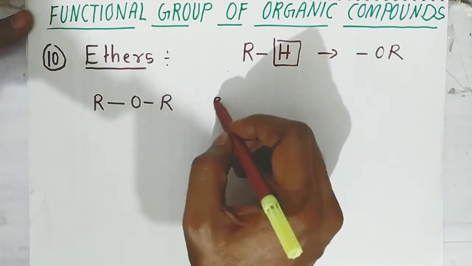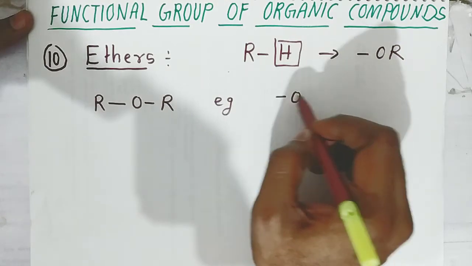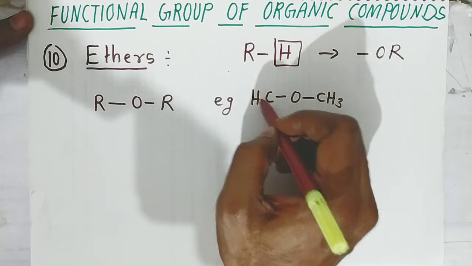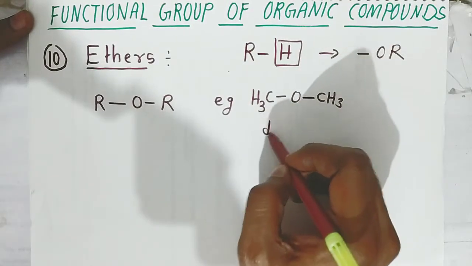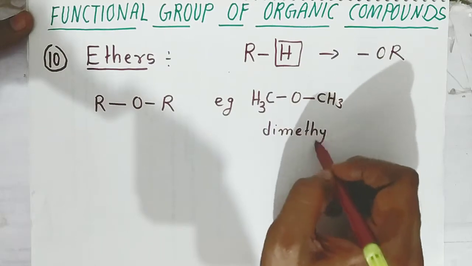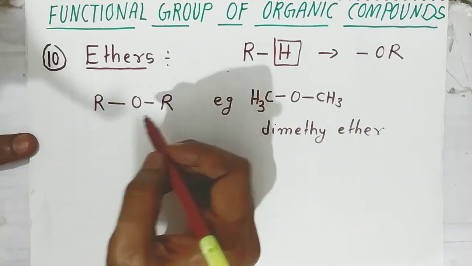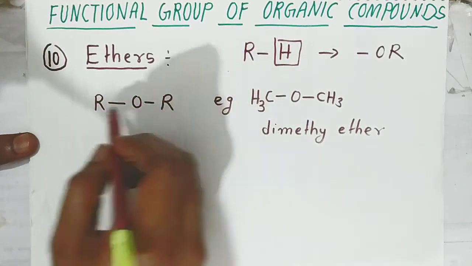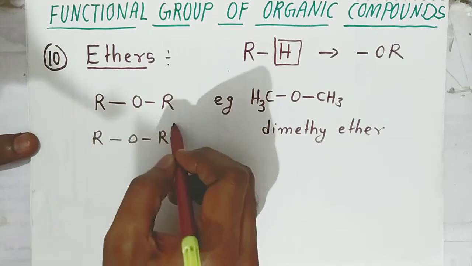Now students, when you see the example here, this is the methoxy group I am going to attach here. Now hydrogen of the methane we are replacing with the methoxy group. It is called dimethyl ether. This is the simplest example, students. When the oxygen has two valency and both sides have the same alkyl group, we call it simple ether. If it is a different alkyl group, we call it mixed ether.